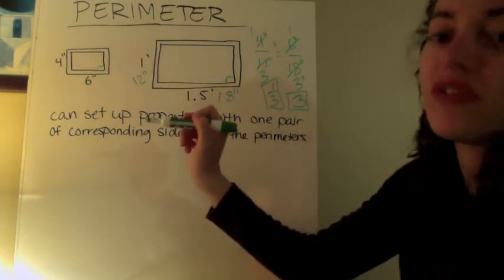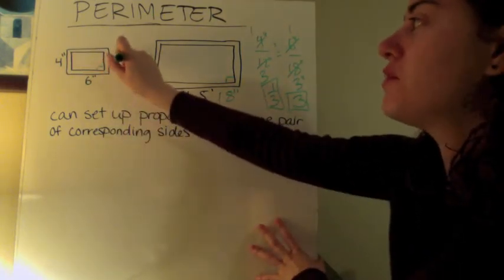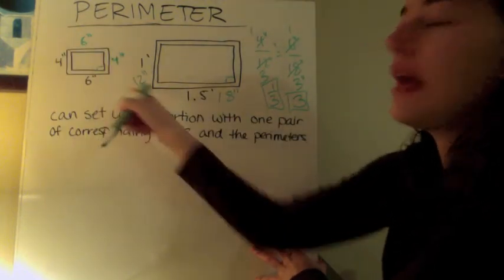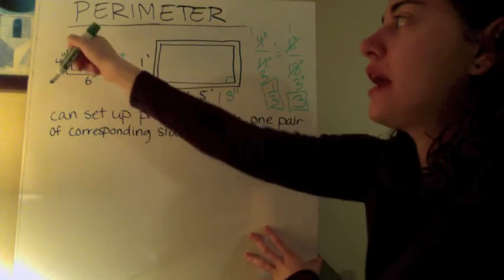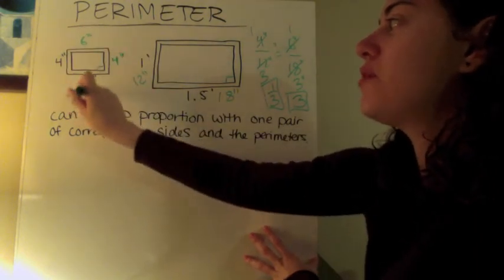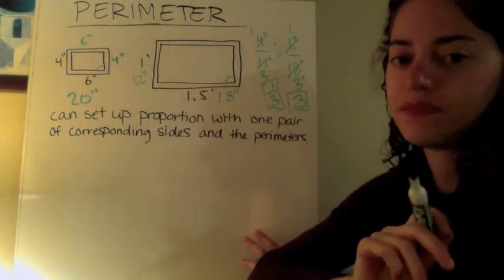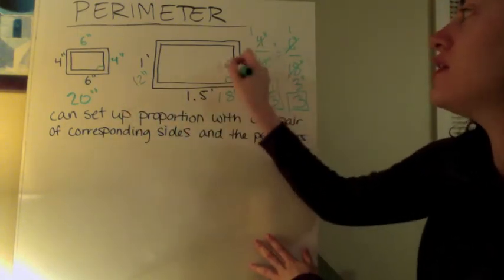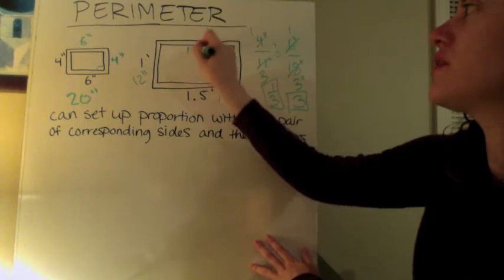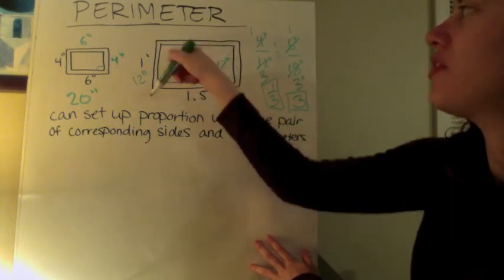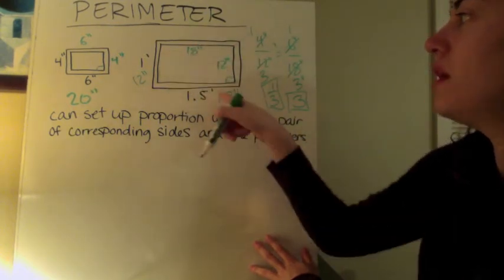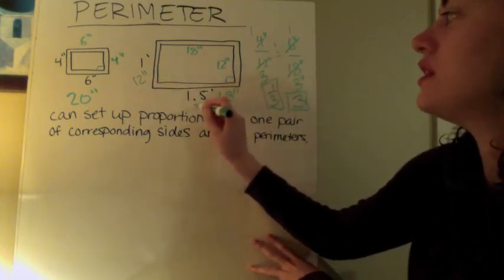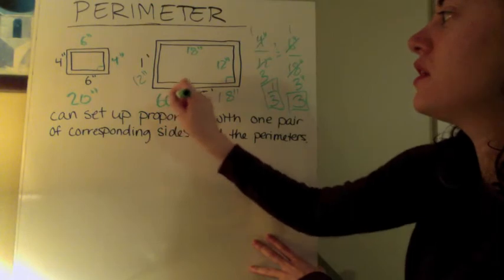So let's find the perimeter of this small one. This is also going to be 4 inches. This is also going to be 6 inches. The perimeter is I add up all the way around, and I'm going to get 10 plus 10. The perimeter here is 20 inches. What is the perimeter here? This is going to be 12 inches, and this is going to be 18 inches. I got 30 plus 30, which is going to be 60 inches.